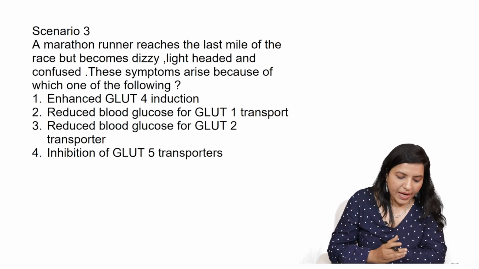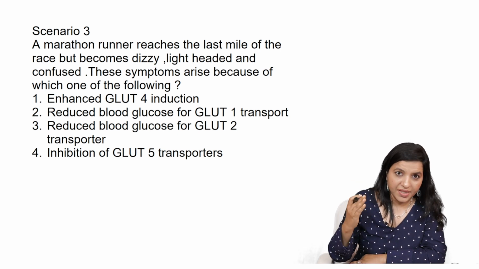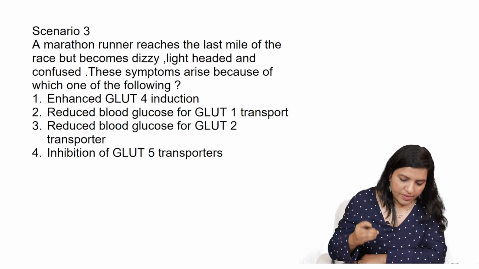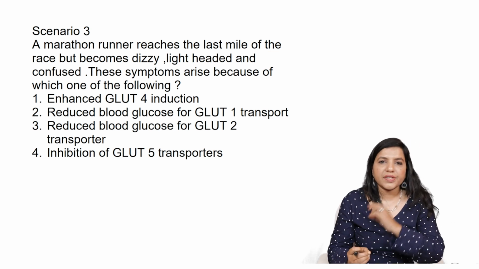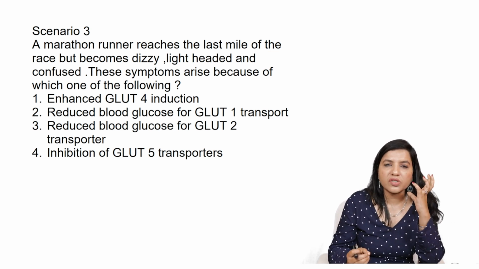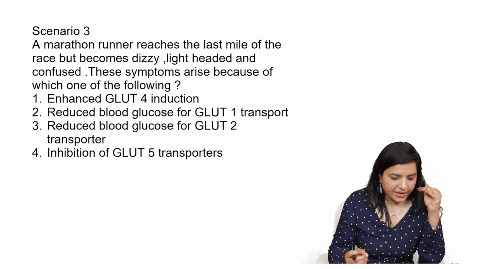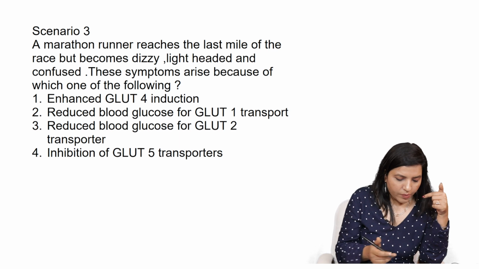Another question is, a marathon runner reaches the last mile of the race but becomes dizzy, lightheaded and confused. These symptoms arise because of which one of the following? So, here we can see that the glucose is not reaching the brain. That is why all these symptoms are happening: dizziness, lightheaded and confused. So, we are going to see what is the answer. So, we will see the options.